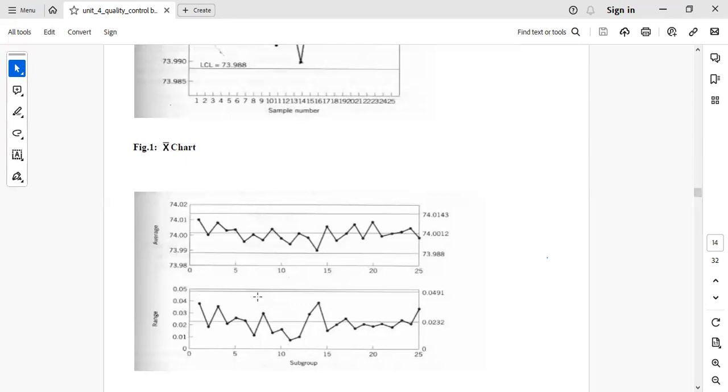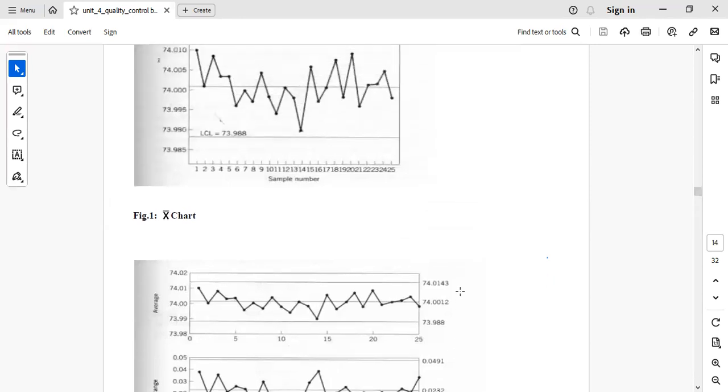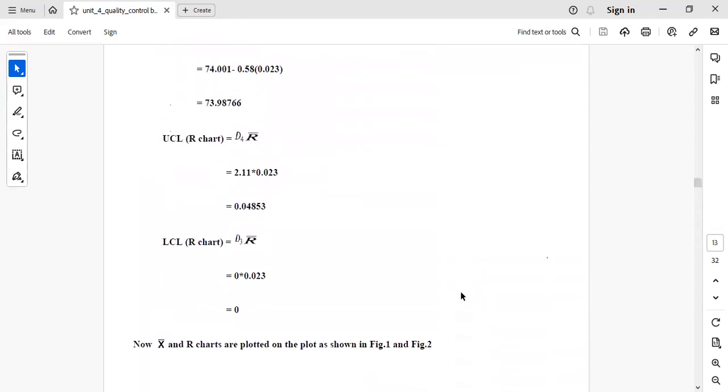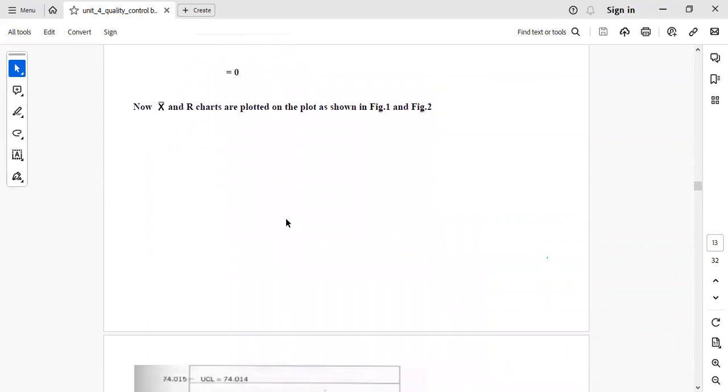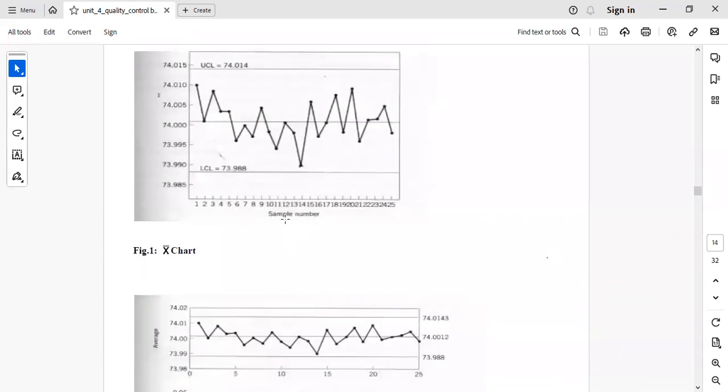Then, of course, on the upper side, that one is left open up to whichever value you calculate. In this case, we can see that we got 0.04853 as the upper control limit. And basically, that is how you get the control limits.